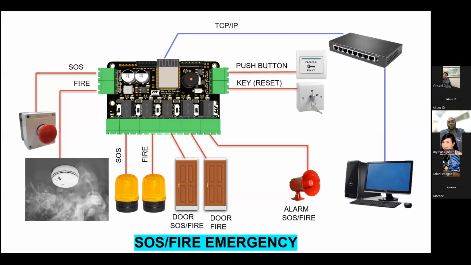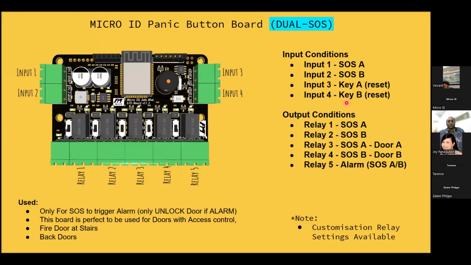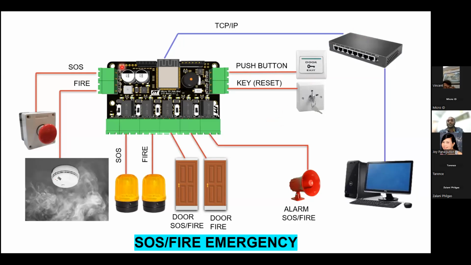So the other methods we have, you can see here, I'll just show some. These are the overall diagrams. You can see our relays, how they connect the alarm to the door, the SOS and fire buttons, and the key switch to reset the system back again.